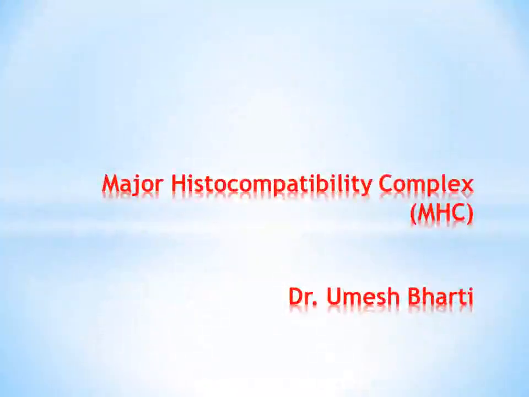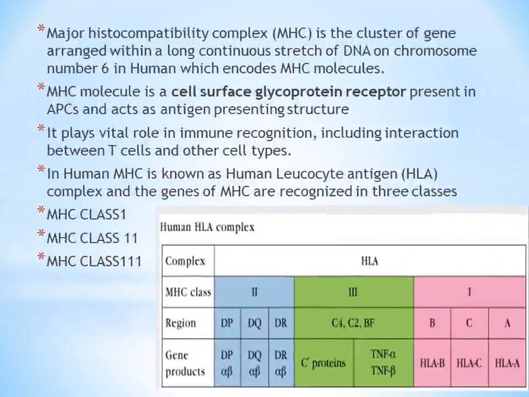Good morning, students. Today we'll study the major histocompatibility complex, that is MHC. It is a very important part in immunology as it represents a cluster of genes arranged within a continuous stretch of DNA on chromosome number 6 in humans. It is also known as the Human HLA complex, that is Human Leucocyte Antigen.